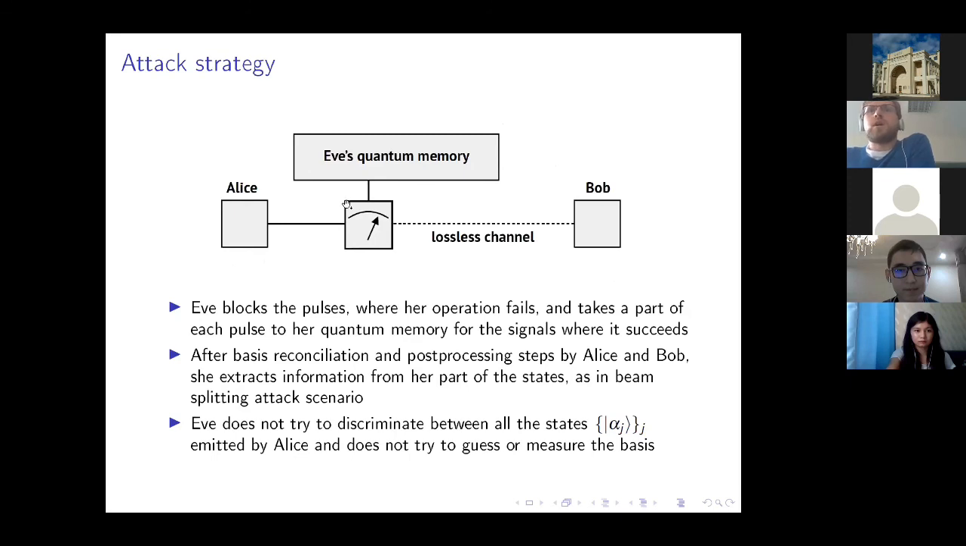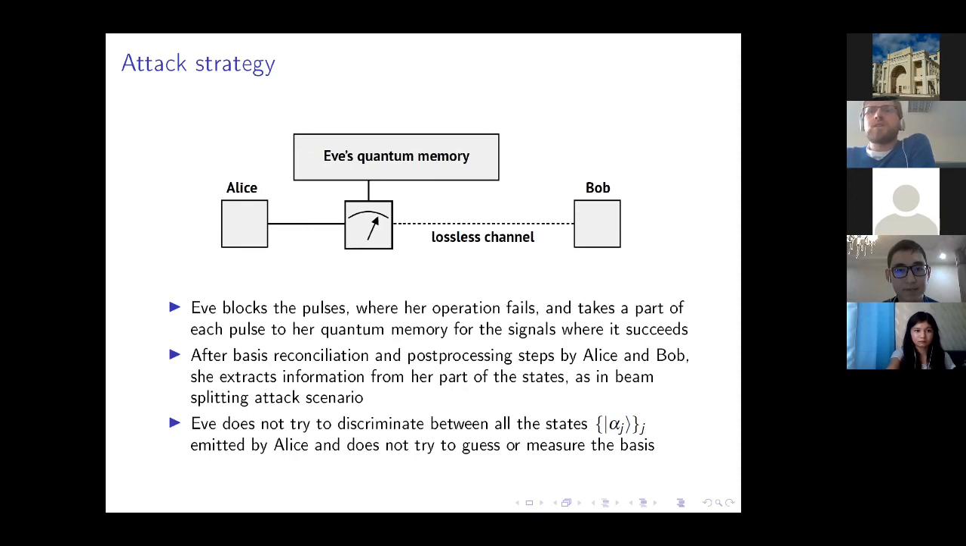Now, once more about our attack strategy, which uses this transformation. Here, Eve blocks the pulses where her operation fails, and she takes a part of each pulse to her quantum memory for the signals where this operation was successful. This operation has higher success probability than the USD, so it can work for any distance between Alice and Bob, unlike USD, which for a large number of coherent states works only at very large distances.